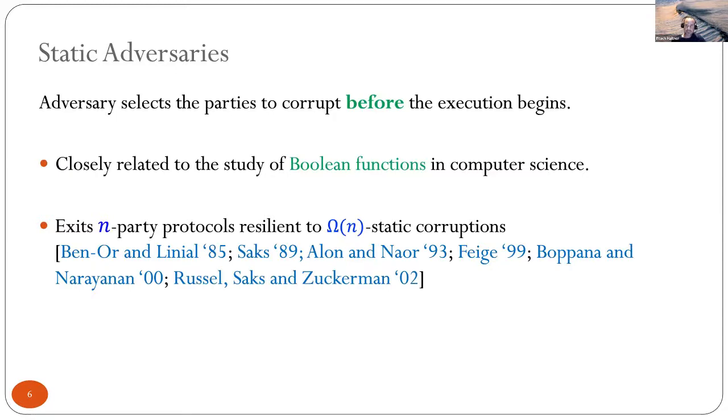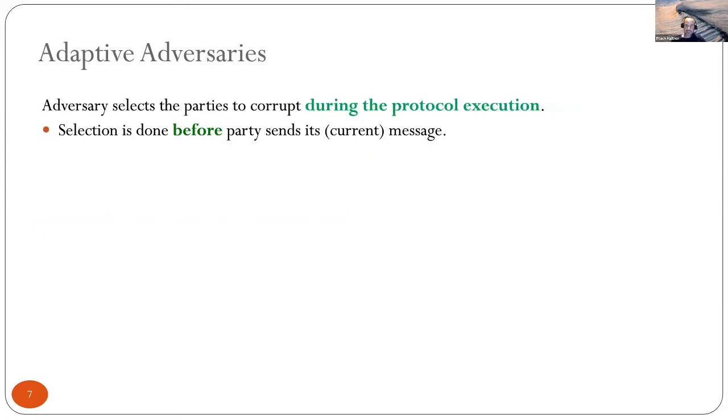The second type of adversary, the one we consider in this paper, is what's called an adaptive adversary. This adversary is stronger. It can select the parties to corrupt during the protocol execution. After it sees some of the messages, it can decide which party to corrupt.